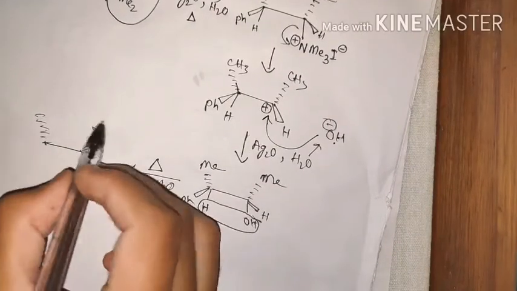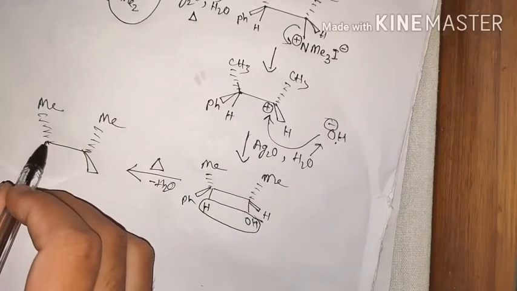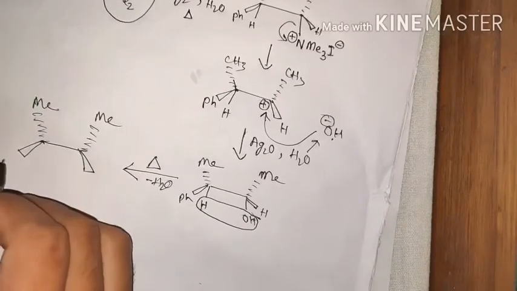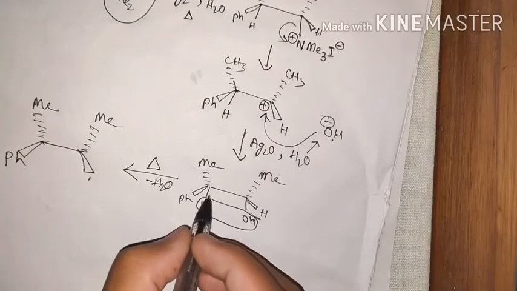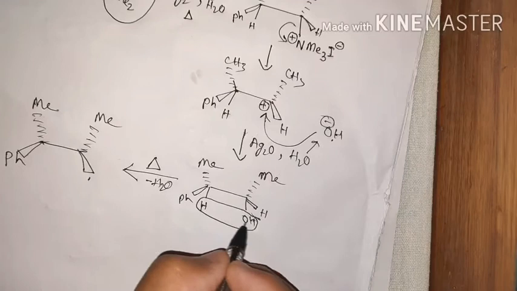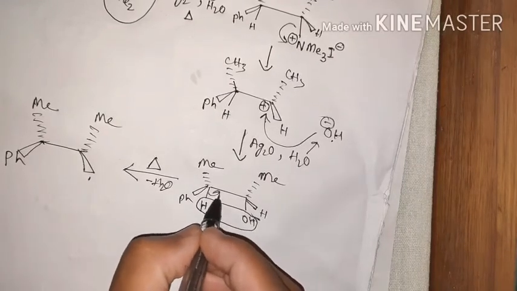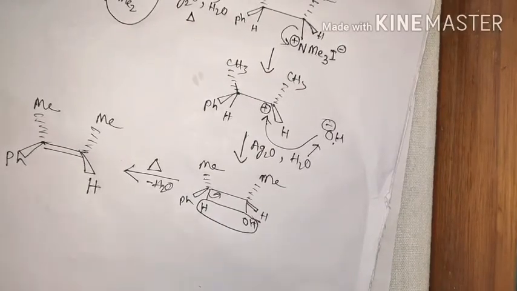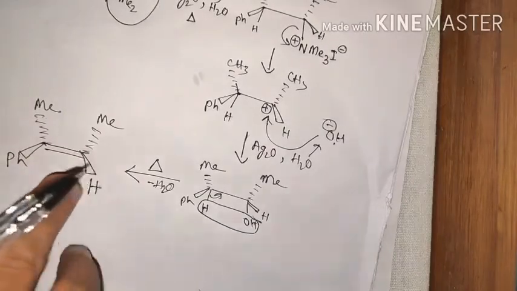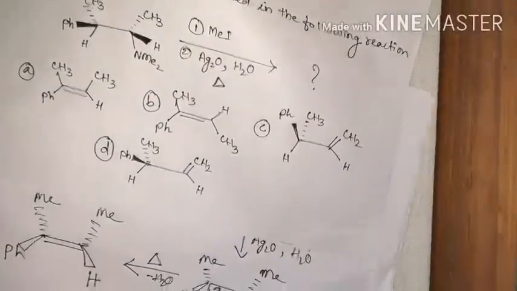Like, and this will become phenyl, and as soon as this hydrogen is eliminated along with this OH as water, this bond will come here. Okay, so it will become a double bond, and we have hydrogen here. So this will be the answer. So in this option we have, so this is our answer.